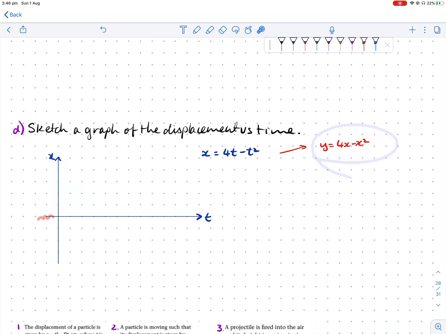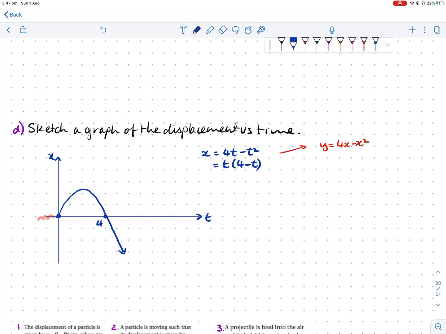If you look at this equation, that's actually a parabola. If I take t out as a common factor, t times 4 minus t, from there we can see that t equals 0 is going to be an intercept, and if 4 minus t is 0, then t equals 4 is also going to be an intercept. So this graph is going to be an upside down parabola. It's going to go up and then back down.